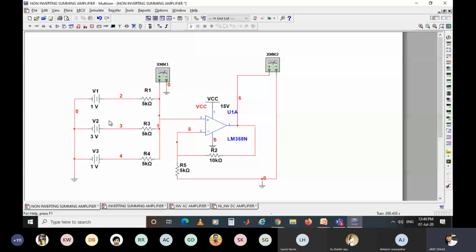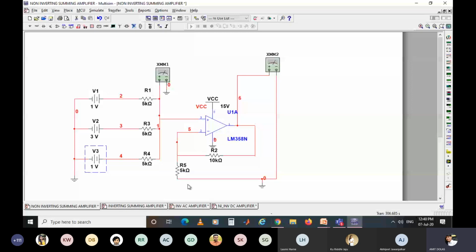What are the sources connected? Please look at the screen. V1 is 1 volt, V2 is 3 volt and V3 is 1 volt. So simply thinking, whatever proportion we choose, the output must be the addition V1 plus V2 plus V3, and expected is 3 plus 1 is 4 and plus 1 is 5. So the output must be 5.